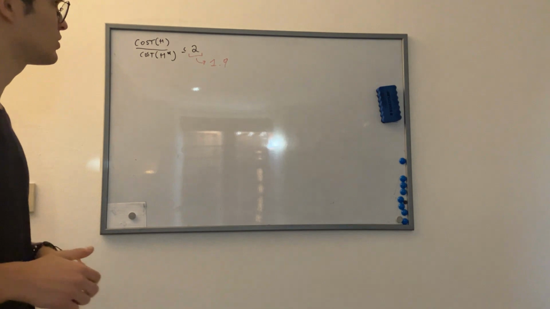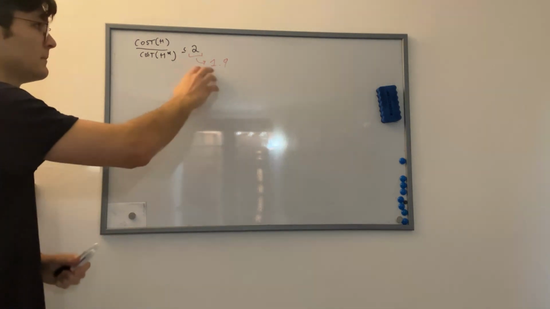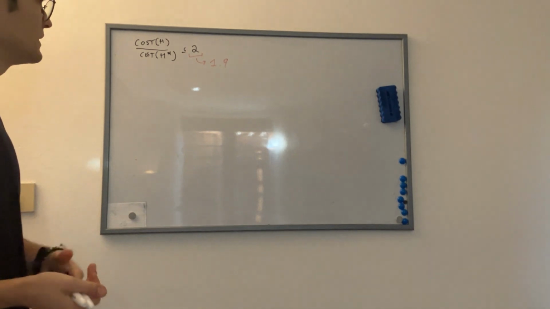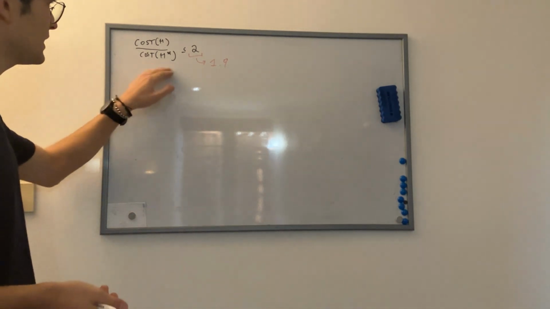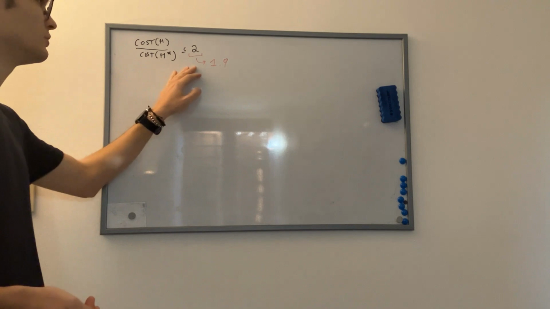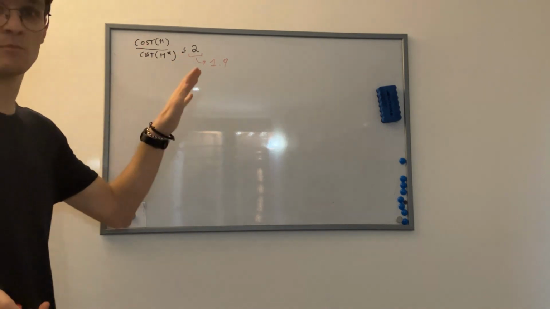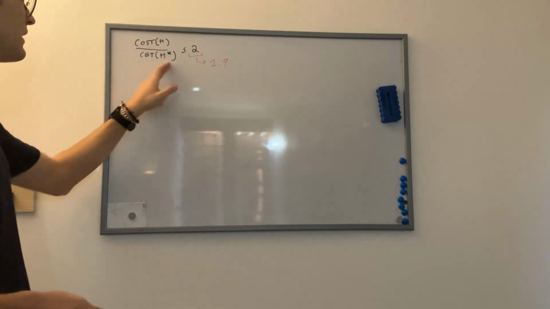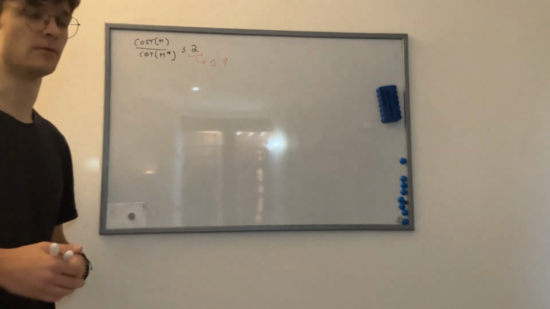The only way to be sure that this rule is tight, so that in every possible case this factor here is less than or equal to 2, is we need to find an example in which this factor here is exactly 2.